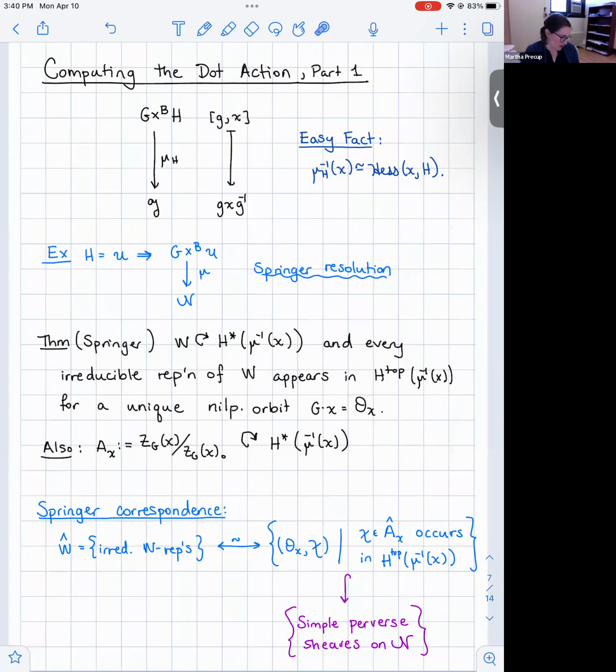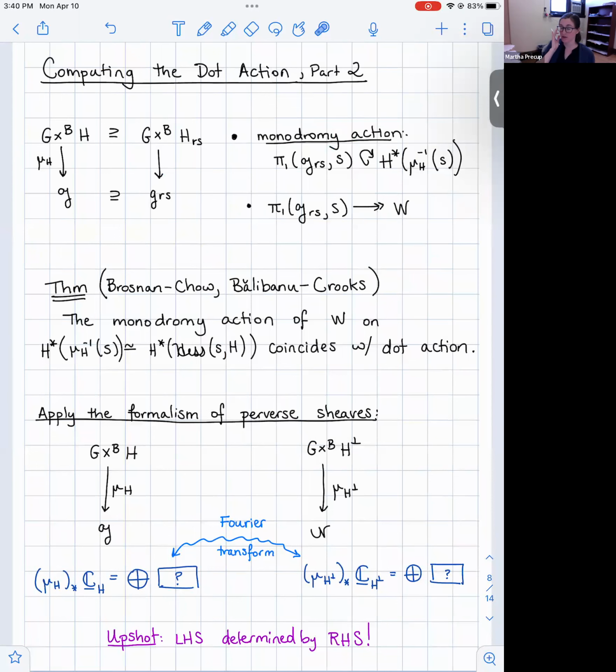So how can we leverage this? Here's what we do. We have to make use of some theorems that were thankfully in the literature due to Brosnan and Chow and Balibanu-Crooks. So in fact, let's go back to our Hessenberg setting. We have this morphism G cross B of H to G.